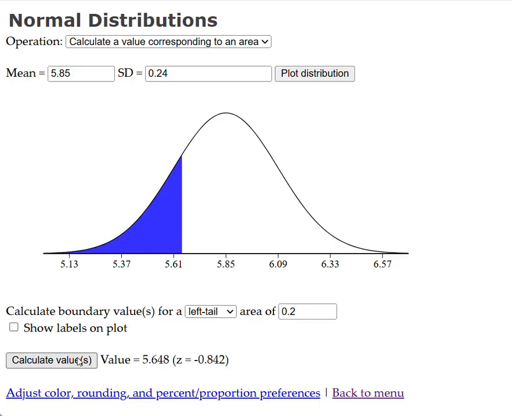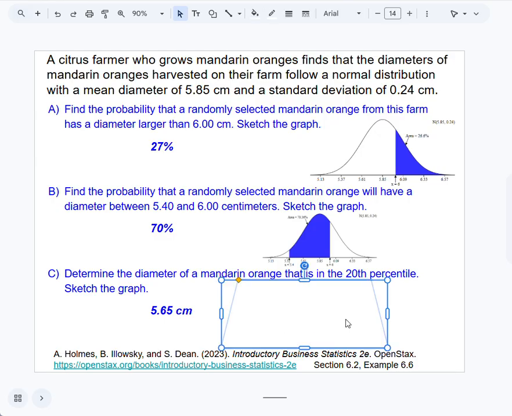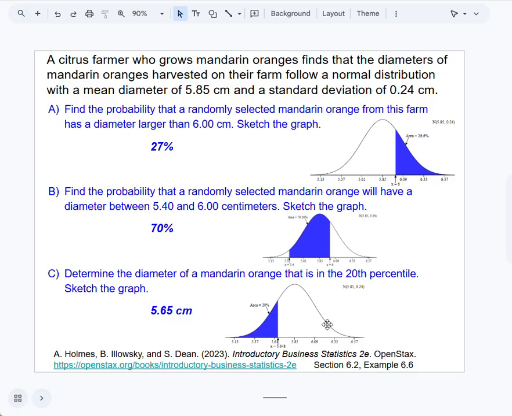And if we calculate the value, we find that 20% of the oranges will have a diameter less than 5.65, if I round that to 2 decimal places. So there we go. When we come back here, 5.65 centimeters, and there's the graph. Okay. Well, I hope you found this useful. I had fun making it. Thank you.